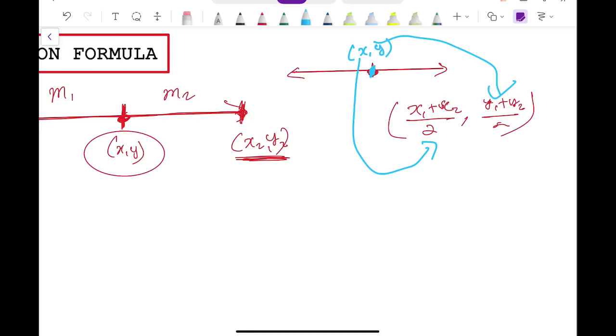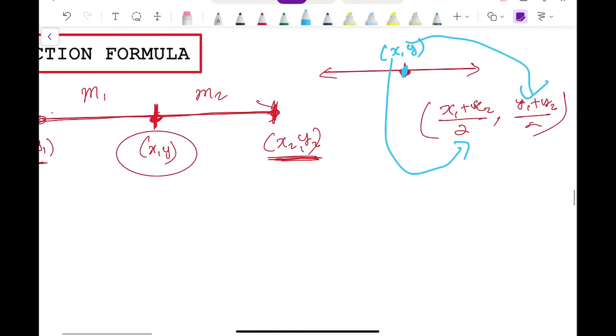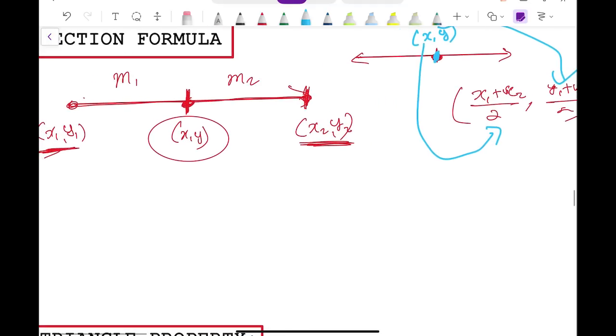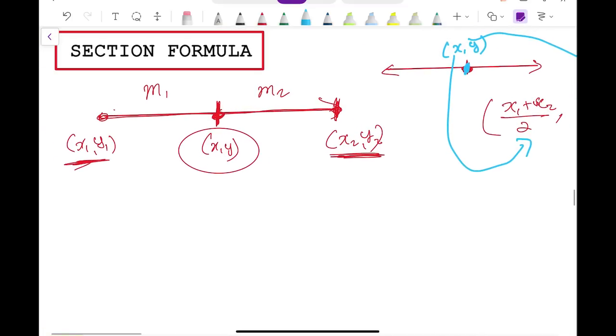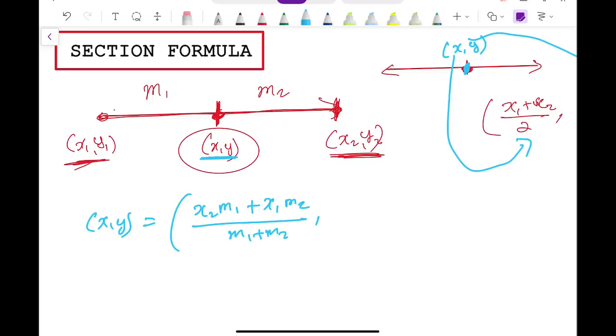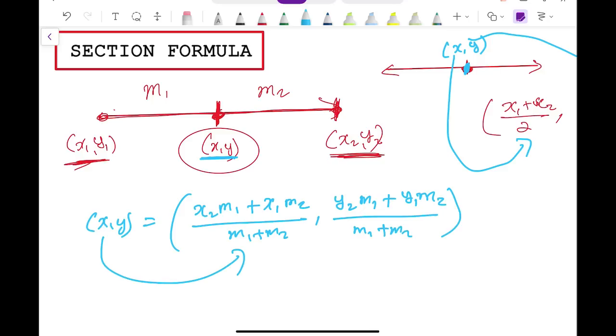If this is the midpoint, or if this point is in the middle, what if it is not in the middle? Then the formula is that if you find this, x comma y value will be nothing but x2 into m1 plus x1 into m2 divided by m1 plus m2 will be the x value, and y2 into m1 plus y1 into m2 divided by m1 plus m2. So this is x value and this is y value.